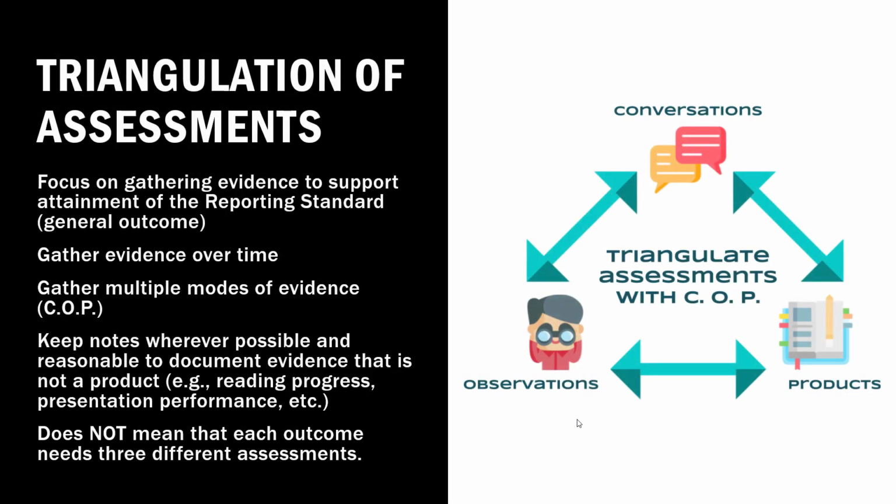Another thing you want to take a look at is that we would like to gather evidence over time. And this is why we are not using IEA for just an assignment. IEA is for after we have tried our best to triangulate assessment for the student on this cluster of outcomes, and we cannot anymore. So keep notes wherever possible. It doesn't mean that each outcome needs 3 different assessments. Try means 3, but it doesn't mean to have 3 each time. The verb triangulate means to locate precisely using reference points.